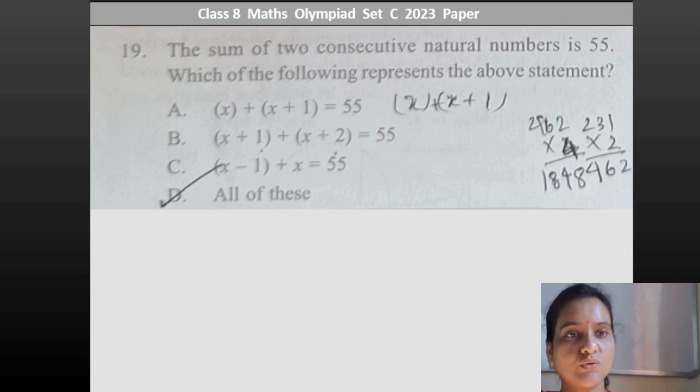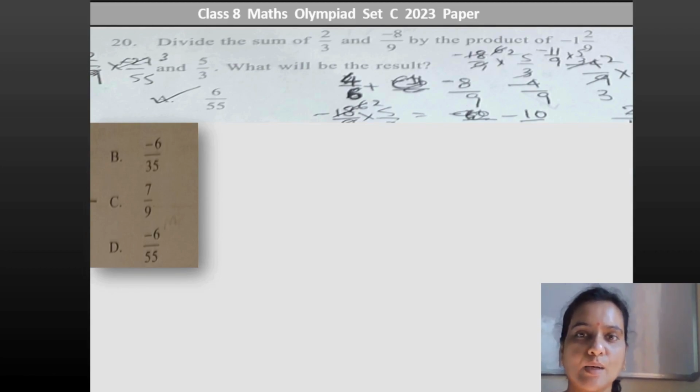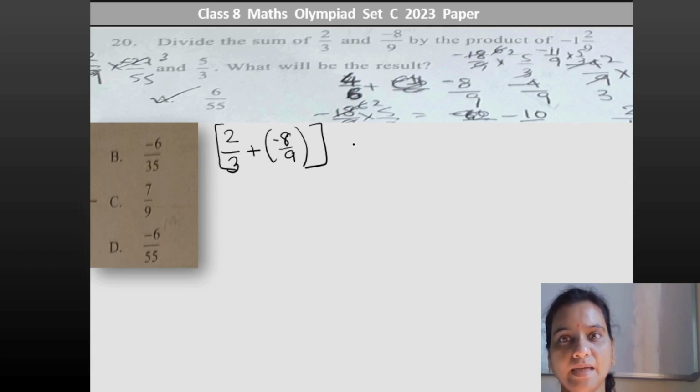So let's go to question number 20. Divide the sum of 2 by 3 and minus 8 by 9 by the product of this, and we need to find out which will be the correct result. So let's start solving. 2 by 3 plus minus 8 by 9. It is a question from rational numbers. So fairly easy question. Only thing is that we should not make mistakes while solving the question.